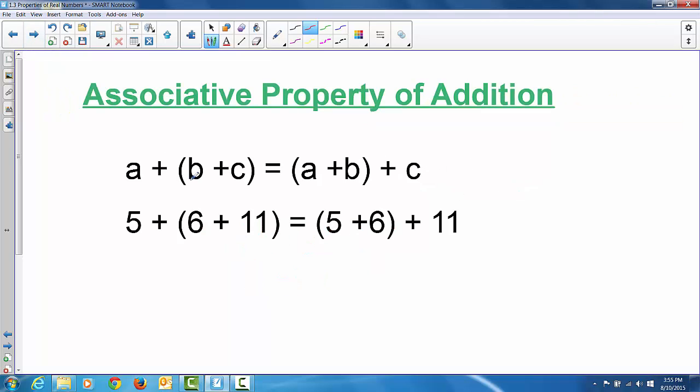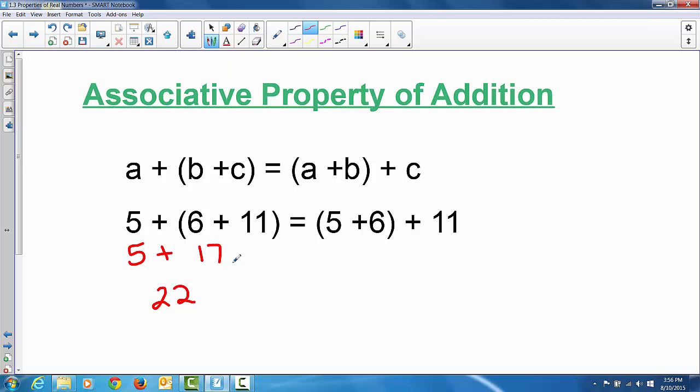Next thing we've got is the associative property of addition. What that means is it doesn't matter how you arrange the numbers or letters, it's going to come out with the same answer. So we can add A to the sum of B plus C, or we can add the sum of A plus B to C. Let's do that with numbers. We've got 5 plus (6 plus 11). So let's do the parentheses first. 6 plus 11 is 17. Then we go 5 plus 17 and we get 22.